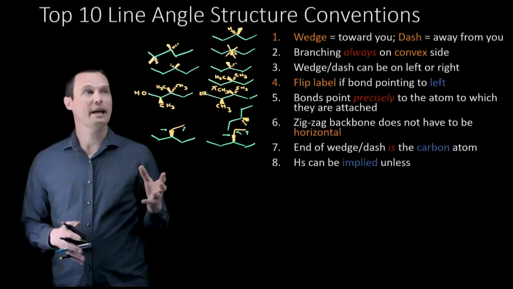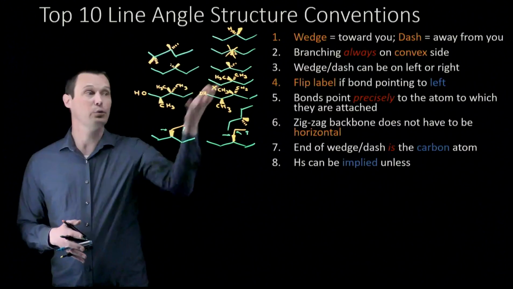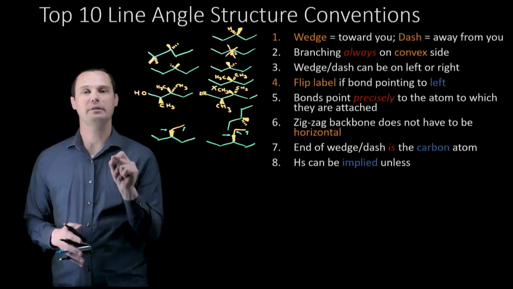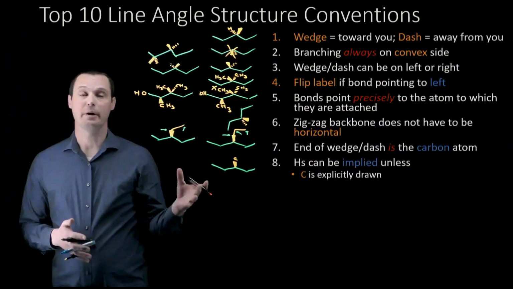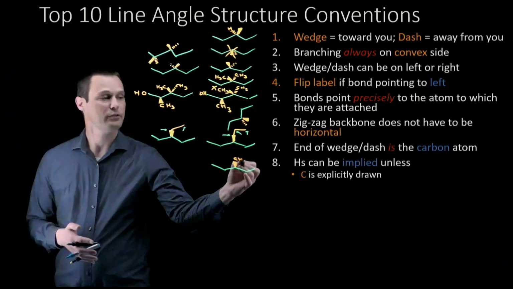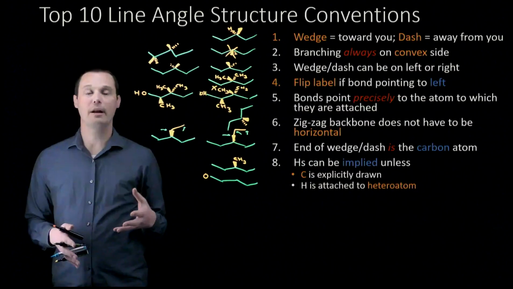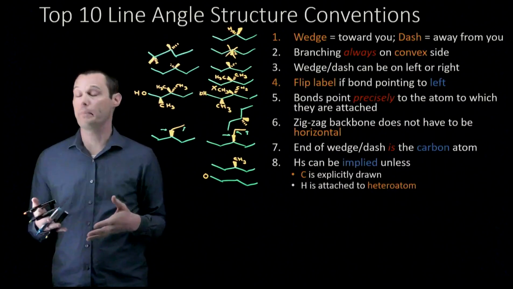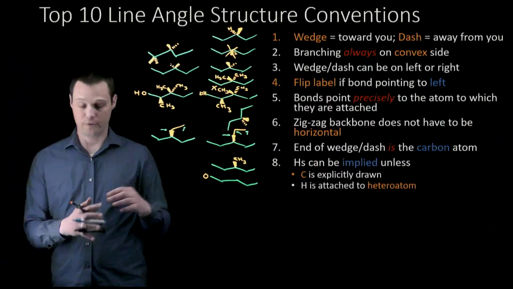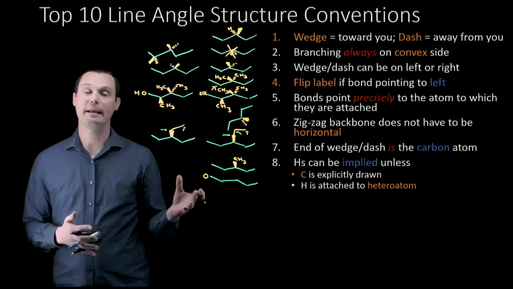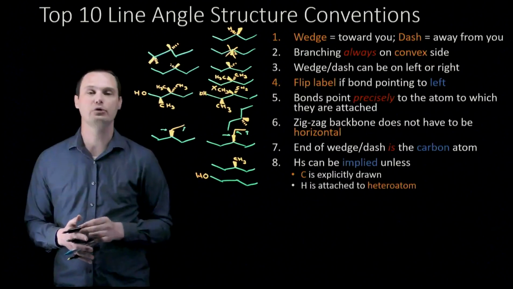Number 8, the hydrogen atoms can be implied in line angle structures. Every one of these structures has implied hydrogens. But the hydrogen must be explicitly drawn when C is explicitly drawn. If the carbon is explicitly drawn, you have to write in all of its hydrogen. Or if the hydrogen is attached to a heteroatom. A heteroatom is any atom that's not carbon or hydrogen, so oxygen, nitrogen, sulfur, things like that. If you have a heteroatom in the molecule and you have a hydrogen on that heteroatom, the hydrogen may not be implied and must be explicitly drawn in every time.